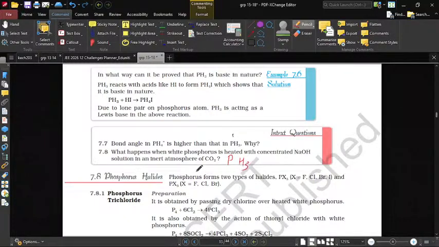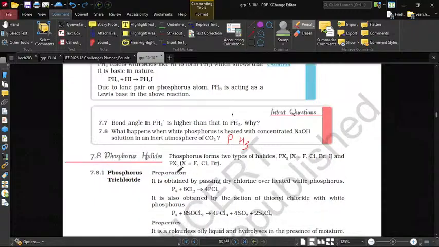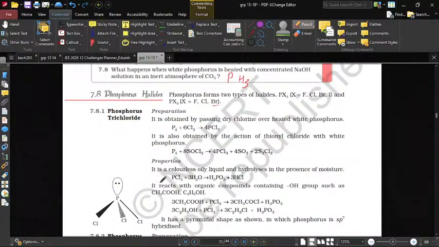PH3, okay. Phosphorus halides. Phosphorus forms two types of halides: PX3, where X is F, Cl, Br, I, and PX5, where X is F, Cl, Br. Iodine will not come in PX5 because iodine is very large. Phosphorus trichloride, PCl3. It is obtained by passing dry chlorine over heated white phosphorus. P4 plus 6Cl2 gives 4PCl3.